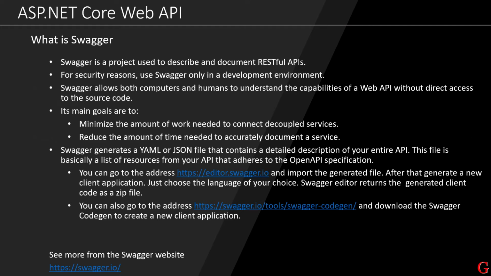Swagger is a project used to describe and document RESTful APIs. For security reasons, use Swagger only in a development environment. It allows both computers and humans to understand the capabilities of a web API without direct access to the source code. Swagger generates a YAML or JSON file that contains a detailed description of your Web API application. You can create a new client application using this file.